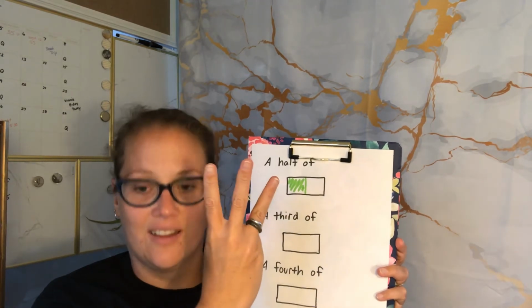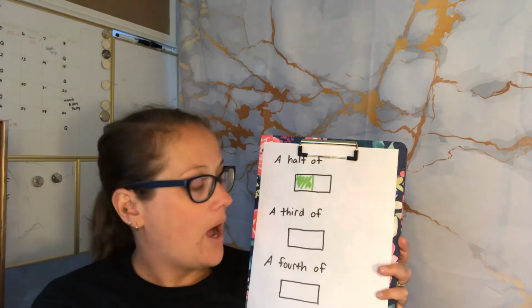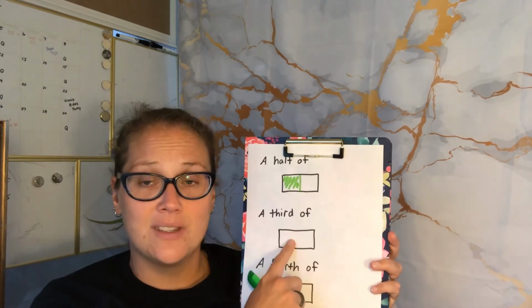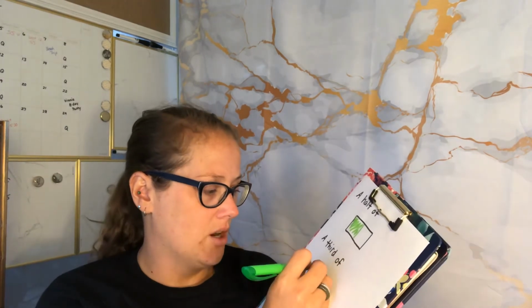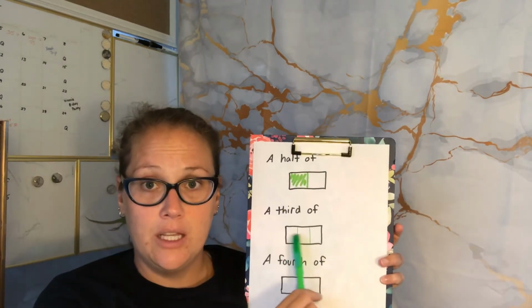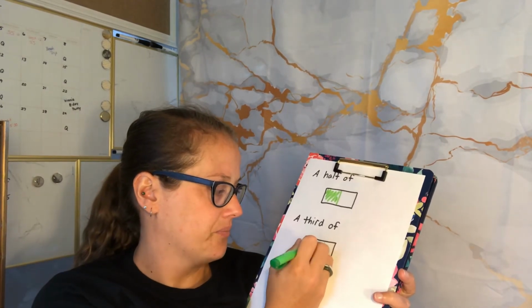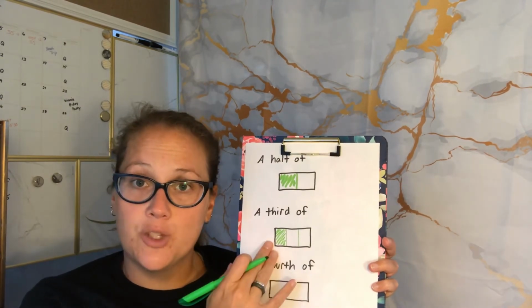Third. Yep, you should have 3 fingers up. So a third's a little more tricky because I can't just draw a line down the center. I actually need to imagine 3 equal pieces here. So I'm going to cut it into 3, and then I'm going to just shade 1 of them. This is showing a third of my rectangle is green.